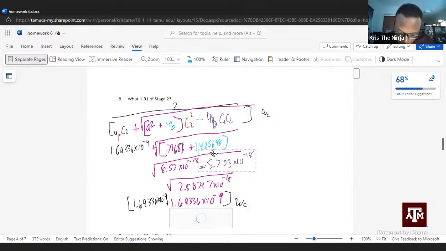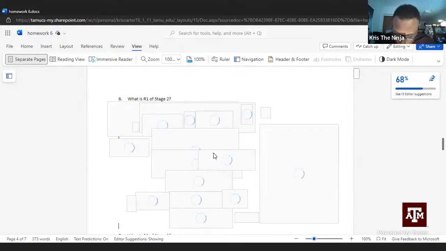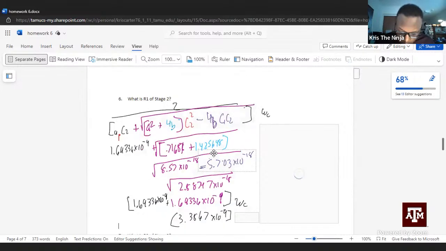So now you just have 2 over 1.06397 times 10 to the minus 4. 1 over that gives you an R1 value of 99.4 kiloohms.